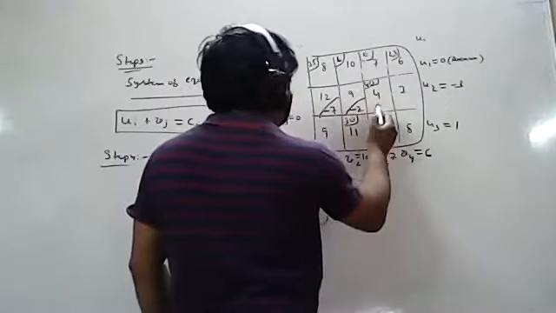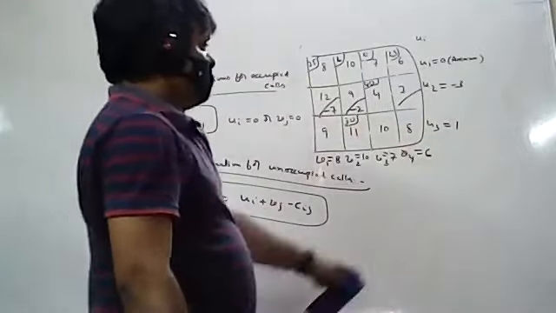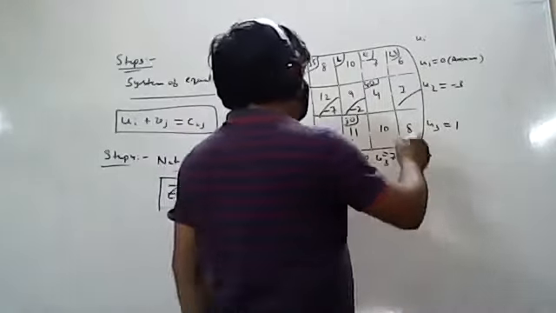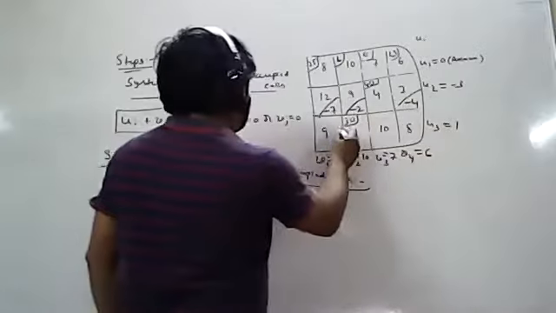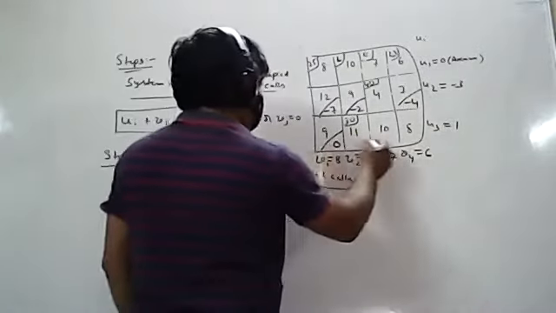7 minus 10 minus 2. Occupied, ignore. Unoccupied. Minus 3 plus 6. Minus 3 plus 6 is 3. 3 minus 7, minus 4. Next unoccupied. 1 plus 8, 9. 9 minus 9, 0.